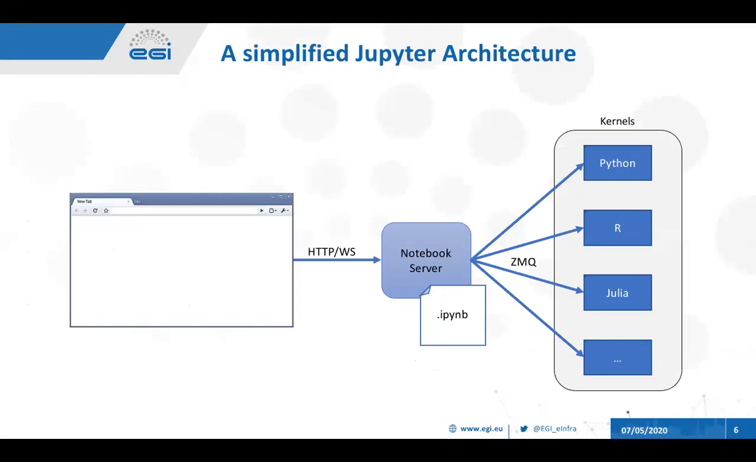This Jupyter is basically a web-based server. You have this notebook server that runs the system, where you have the different notebooks that are connected to the kernels that are the ones interpreting the cells of the notebooks. So you have different kernels. They are connected to the server with ZeroMQ. And you connect to that via HTTP and WebSockets. So that's a very simplified view of the Jupyter architecture.